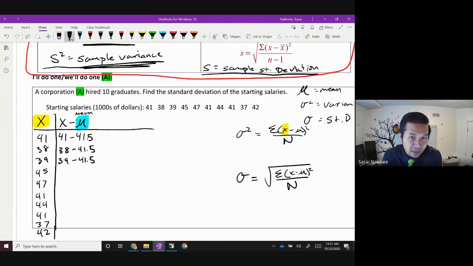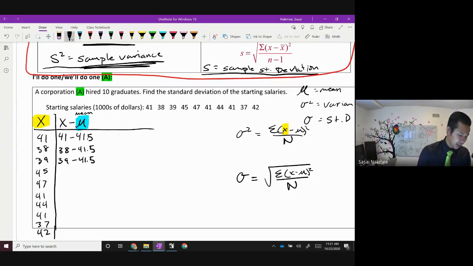How far away is each of these data points from the mean? That's essentially what I'm doing here. So 41 minus 41.5, it's below the average, and it's below the average by about 0.5. 38 minus 41.5, 38 is below the average, and it's below it by whatever 38 minus 41.5 is. And we're going to do this for all of them.